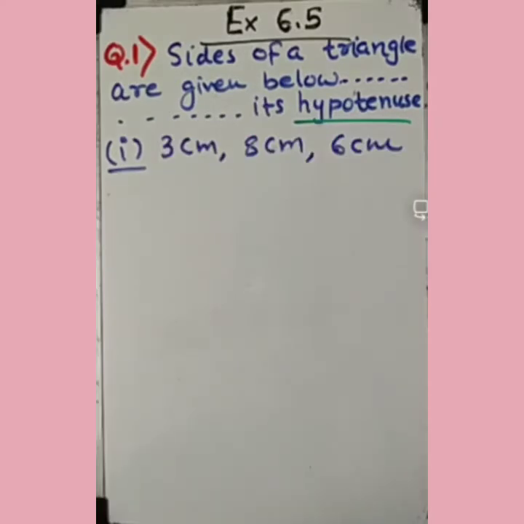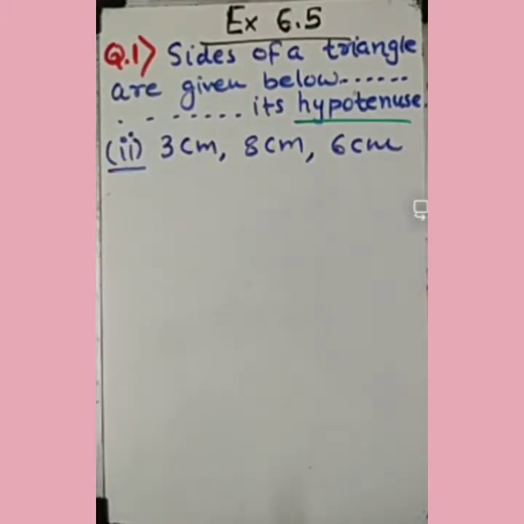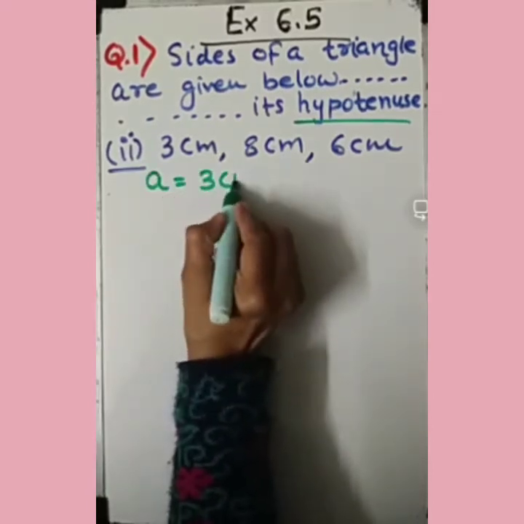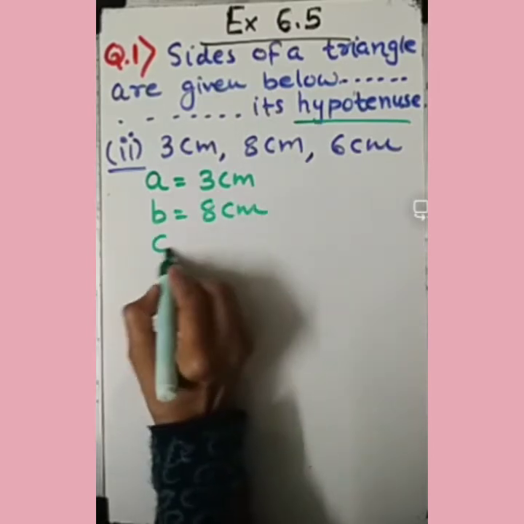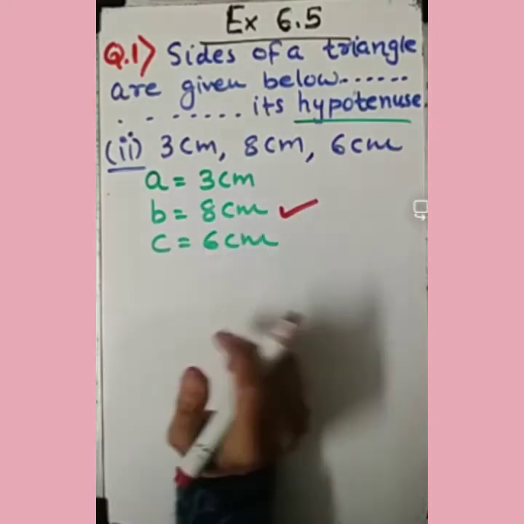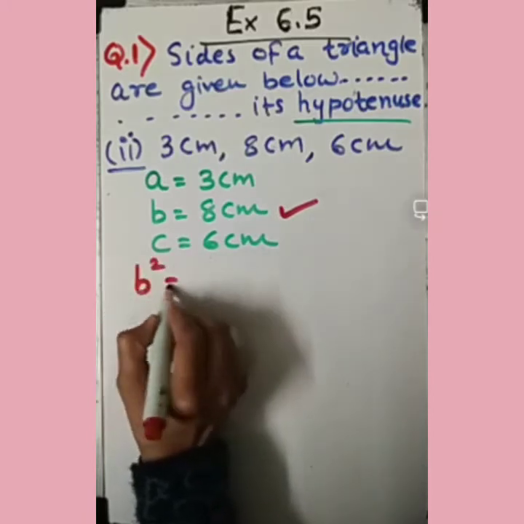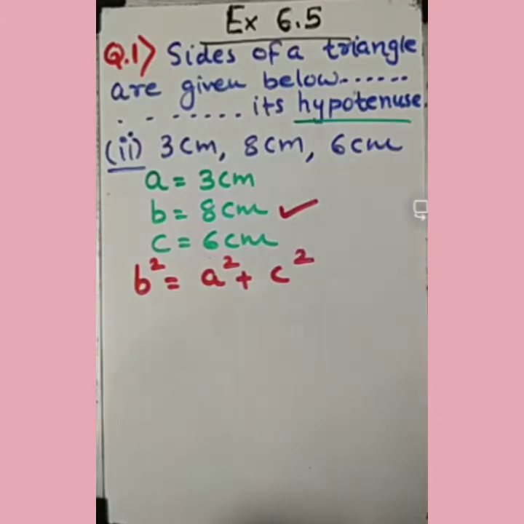Okay, now the same question, the second part. Again we are doing the same procedure. Here three sides are given. So let me consider the first side A 3 centimeter, B 8 centimeter, and of course C 6 centimeter. Now it is clear that the length of this side, 8 centimeter, is bigger, right? So I am going to use the formula of the Pythagoras theorem in this form. Let's check, is it coming similar?